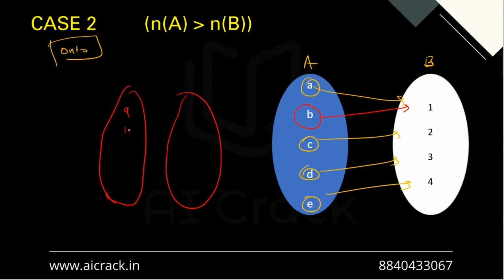This is A, B, C, D, and E. This is 1, 2, 3, and 4. Now what I've done, I have selected B, C, D, and 4. When I'm doing 5C4, I'm selecting B, C, D, and E. And now I'm marking it like this: C2, 2, D2, 3, and E2, 4.